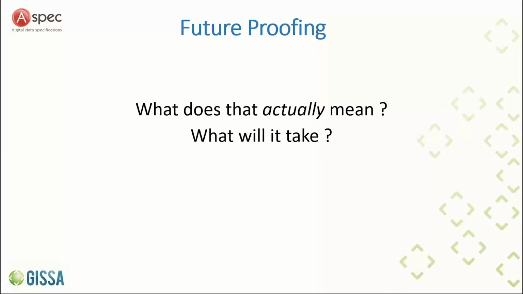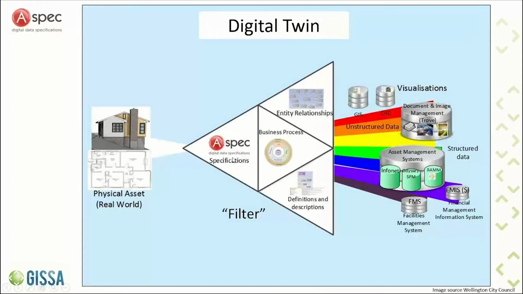Okay, future proofing. Like I said at the start, what does this actually mean and what will it take? I think for me, that's been the key question. What will it take? So if we look at this diagram, yes, the world has embraced digital twins. It has embraced digital engineering. There's a focus on big data through sensors and what sensor networks will provide and healthy communities.